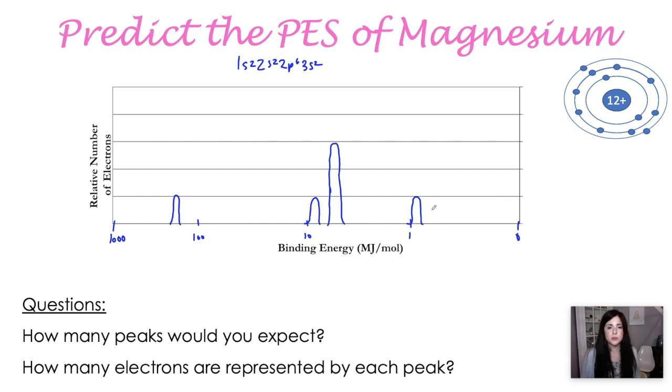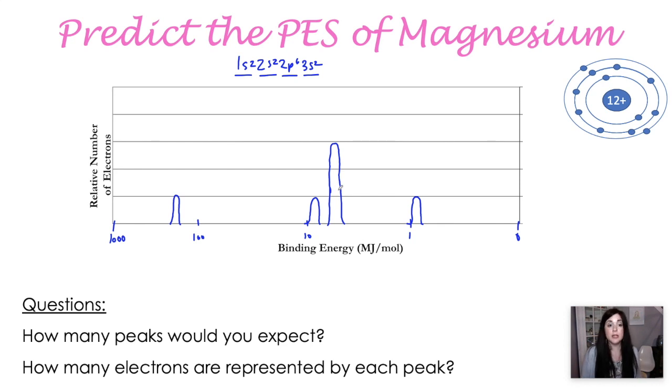So how many peaks would you expect? There are 4. So this would be 1 peak, 2 peaks, 3 peaks, 4 peaks. And there would be two electrons represented by the first, second, and the fourth. And that's because they're all the same height. Whereas this third one here represents 6 because it is 3 times taller than the other 3.